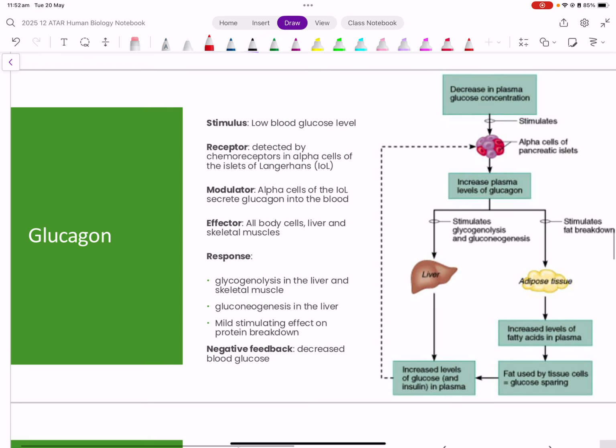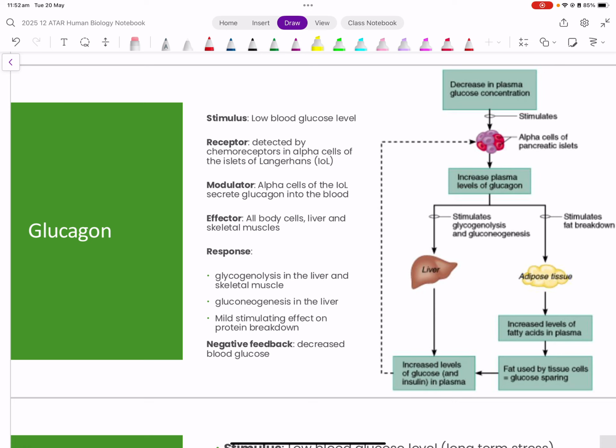Contrary to insulin, we now have glucagon. Glucagon, again, is released thanks to a low blood glucose level. And before I forget, this is going to eventually lead us to a negative feedback system where we increase our blood glucose. So very similarly, detected by chemoreceptors within the islets of Langerhans, but this time the key part that I will highlight to differentiate is that they are detected by alpha cells. And it is these same alpha cells that secrete glucagon.